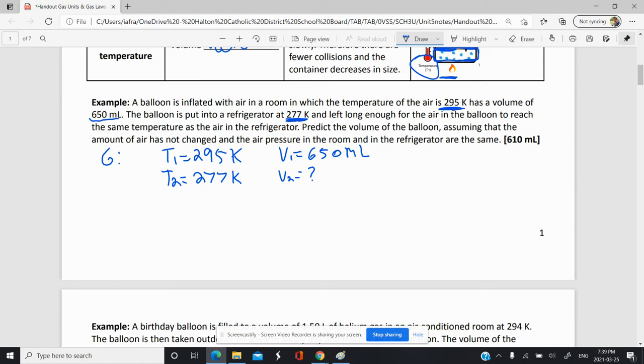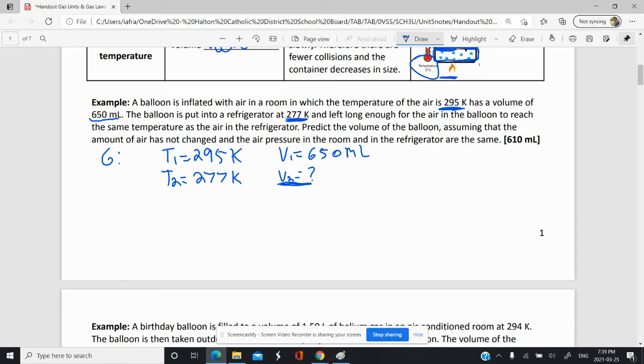And we told you that the pressure and the amount of air in the balloon did not change. You didn't lose air, and you didn't add air in, and the pressure in the environment is the same. So pressure is not changing. So pressure is constant. So really the only things that are changing here are the volume and the temperature. So this is a relationship between temperature and volume.